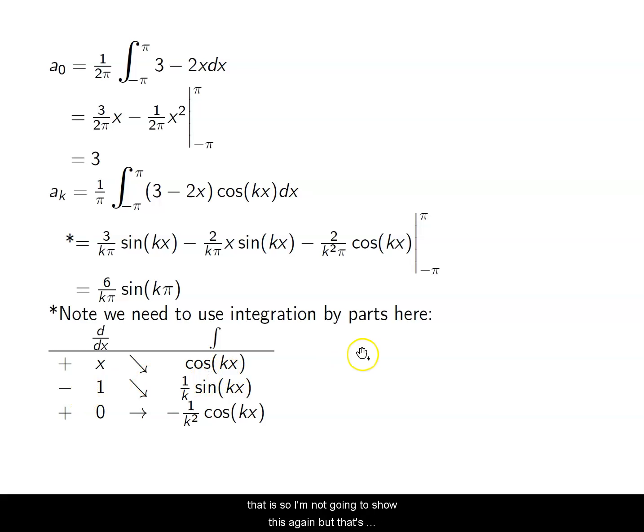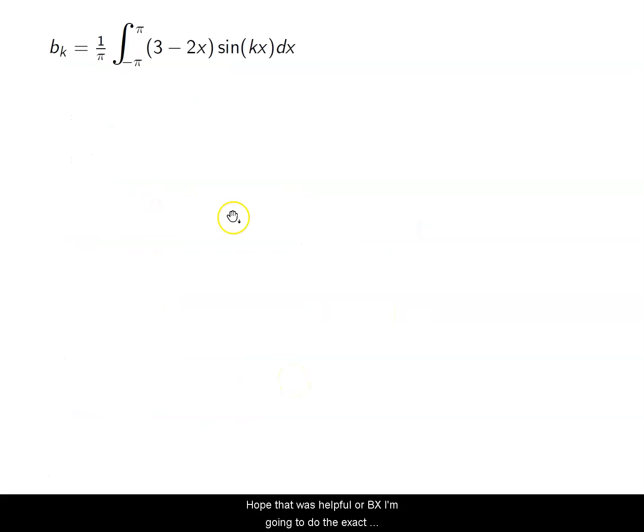So I'm not going to show this again, but that's what I'm doing, right? You find one to differentiate till it goes to 0, integrate the other one, and then from the one on top you go down and over, and you multiply those two across, right? You come to the next one, you go down and over, and those are the two. So your multiplication goes across the rows in a diagonal form, right? So I hope that was helpful.